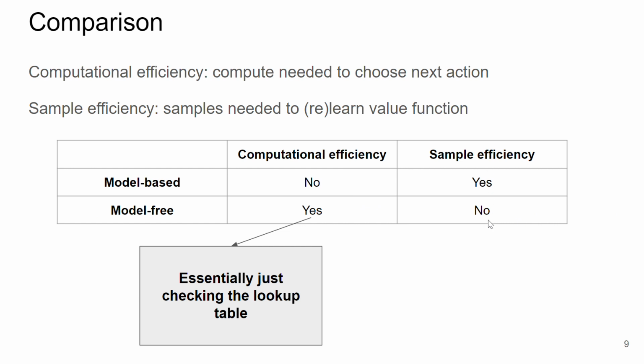When we look at sample efficiency, model-free methods are not sample efficient because even if a small part of your P or R matrix changes, you'll have to relearn the value functions all across your state space. Whereas in model-based, you can only learn that specific part of the reward or transition distribution. In that sense, model-based is sample efficient, whereas model-free is not.